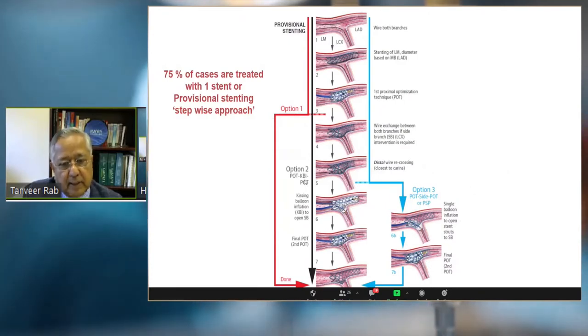In this case, this is an older diagram. The tip of the balloon mark should pull back a little bit into the proximal to the side branch, just for the reasons I explained to you from the study by Anderson. And this should be the final result. Kissing balloon inflation has higher restenosis rates.